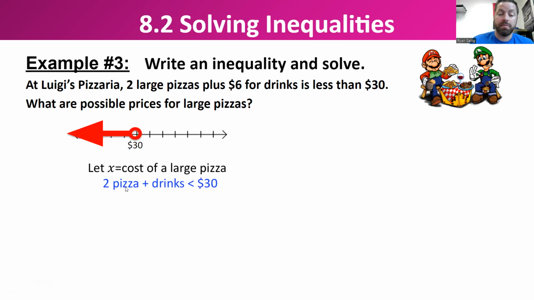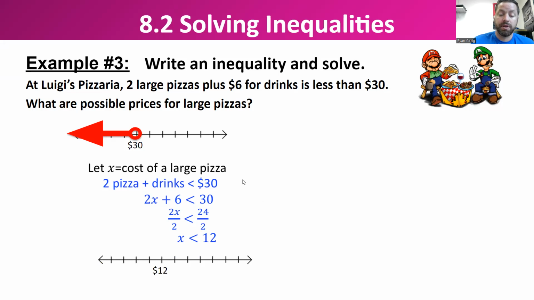Well, let's plug in what we know. 2 pizzas, we don't know that, so that's 2x. The drinks we know is $6, plus 6. We know that that whole cost is going to be less than 30. Subtract 6, divide by 2. I get x is less than 12. No need to flip the sign because I didn't divide by a negative. x is less than 12. That means the cost of a large pizza is less than $12. So open circle at 12. All the possible costs of a large pizza are less than $12.